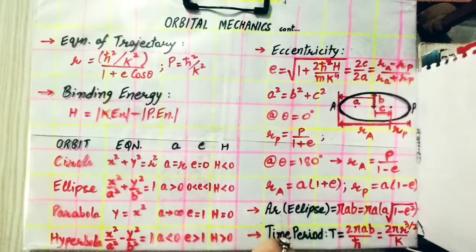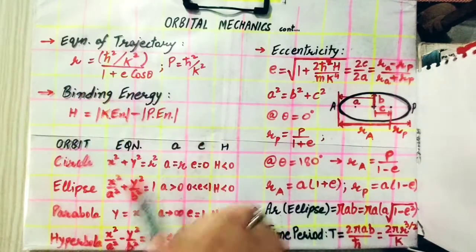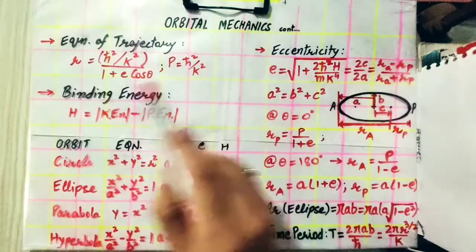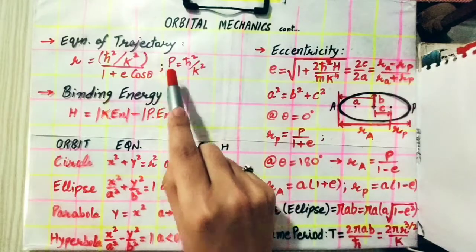So let's start now. The equation of trajectory is given by r equals h square upon k square upon 1 plus e cos theta. h square and k square are known parameters which we have seen in earlier lectures, which can be represented in terms of p equals h square upon k square, where p is the semi-latus rectum.